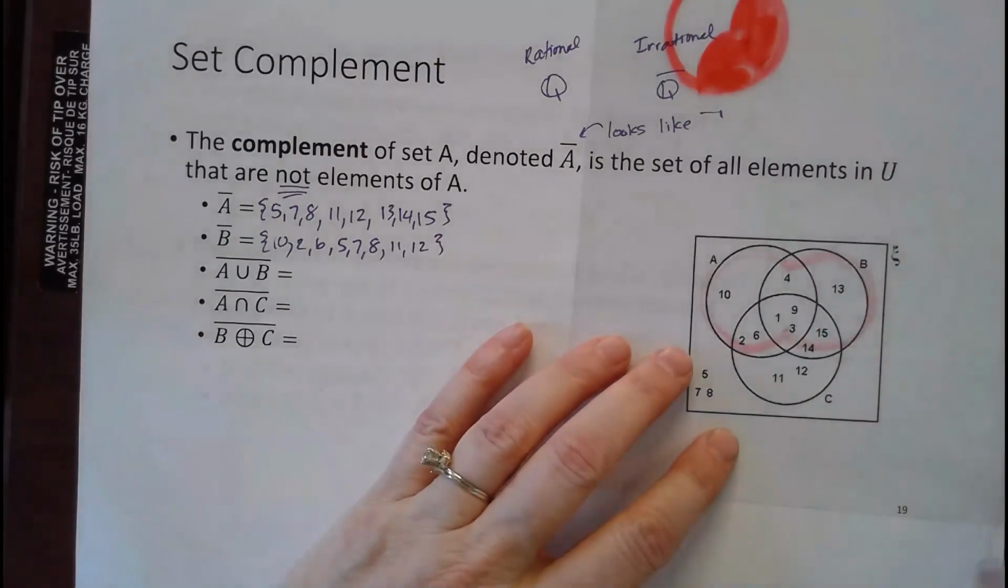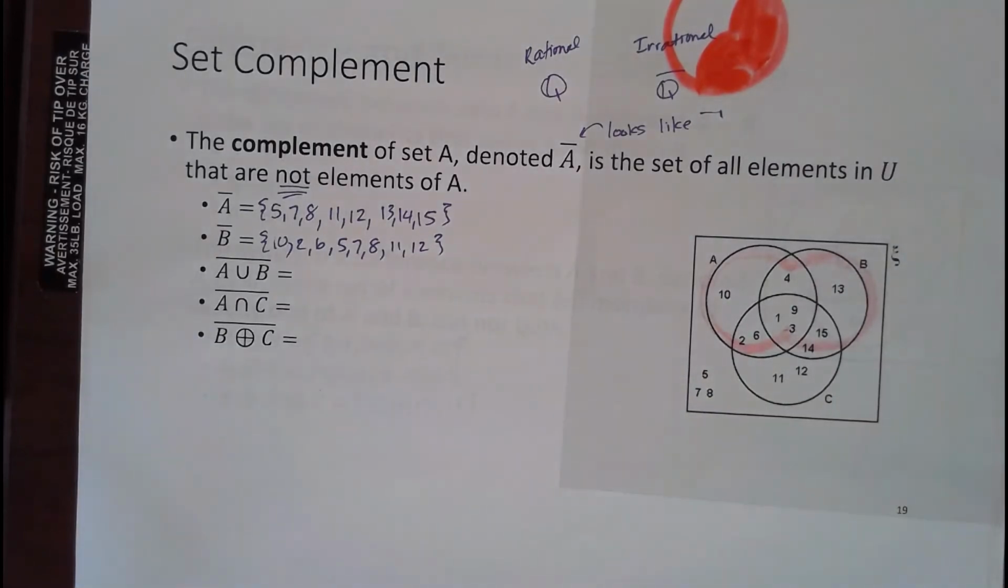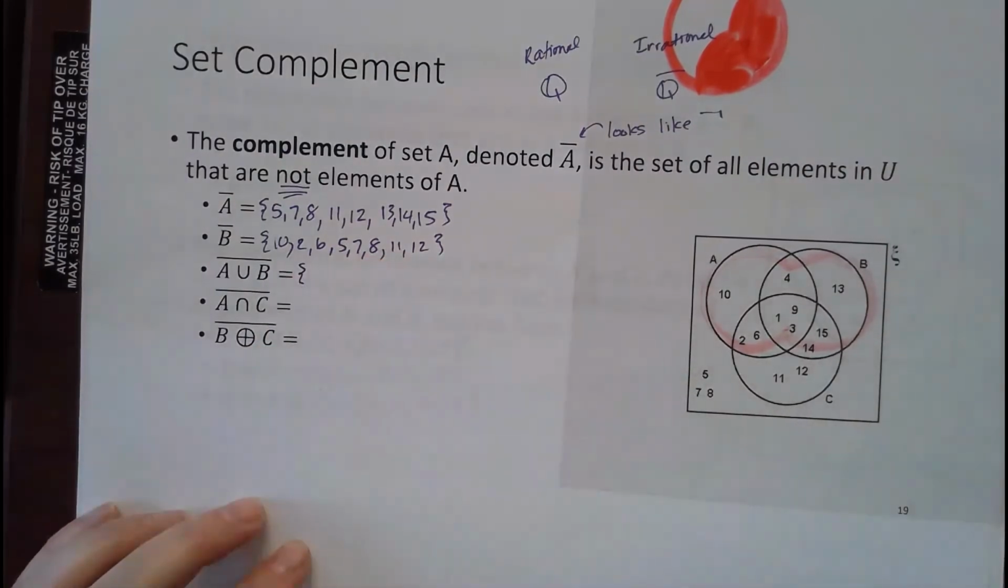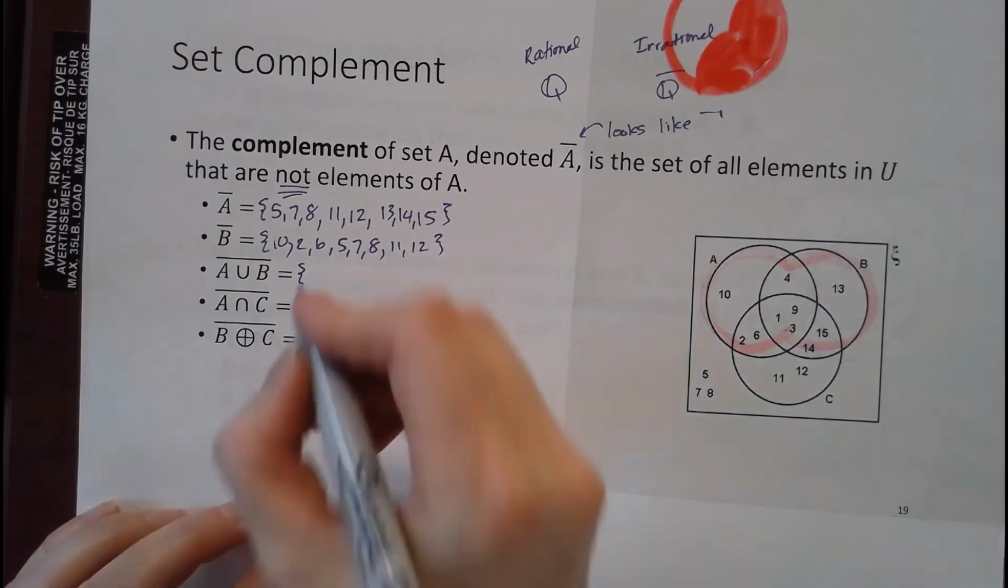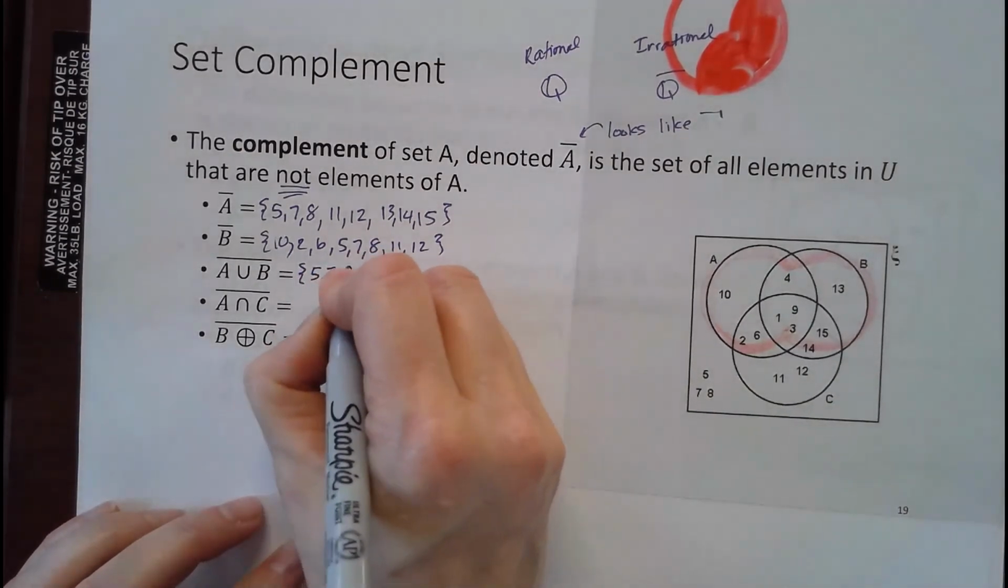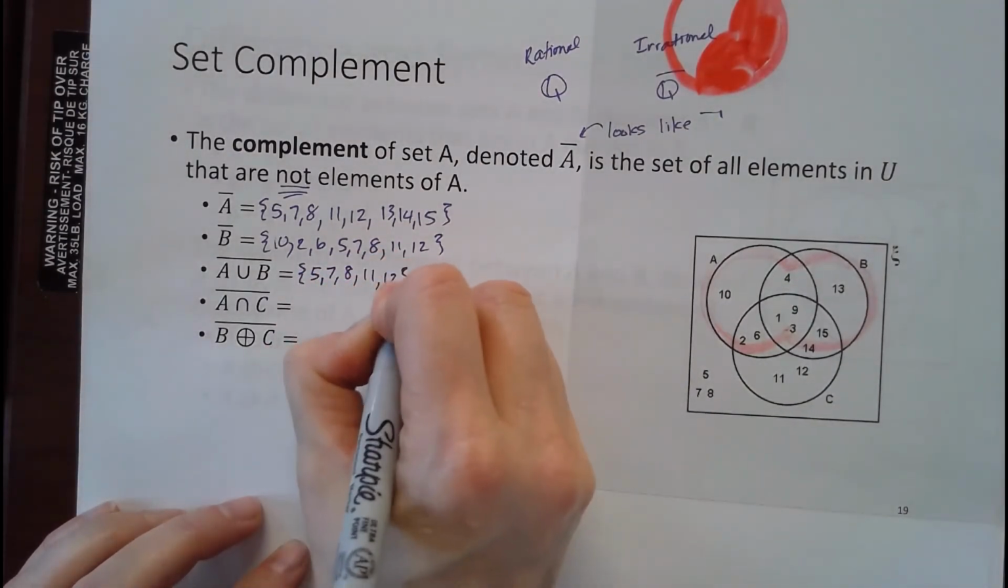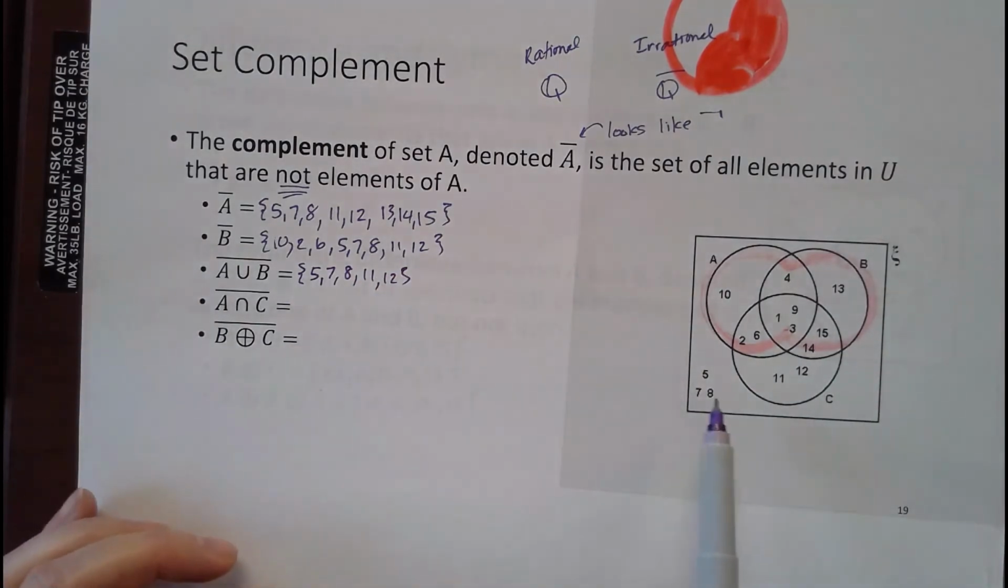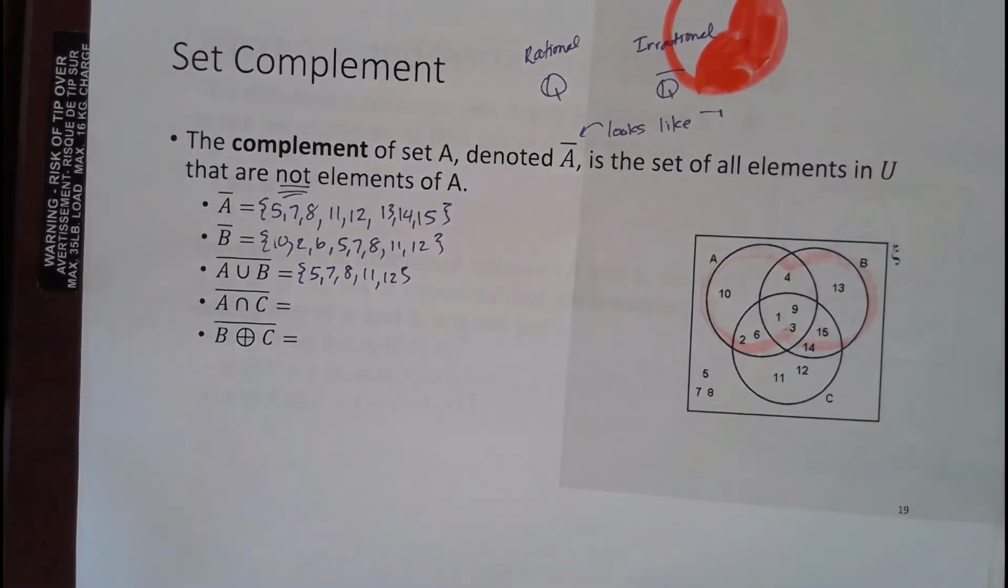All right, here's A union B. Okay, so we need everything that's not in that. So what are those things? 5, 7, 8, 11, and 12. Good. So everything that's not in there is all this stuff down here.